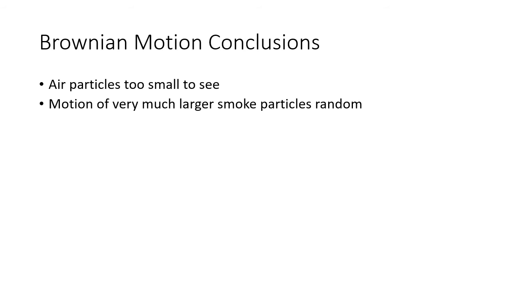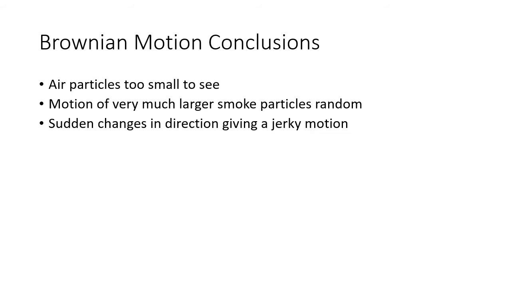So the conclusions that we get from Brownian motion are that the air particles are too small to see. The much larger smoke particles are moving randomly. And when I say much larger, the smoke particles are probably thousands of atoms of carbon, whereas the air particles, of course, are going to be 2 atoms, N2, O2. So when I say much larger smoke particles, I mean much larger: thousands of carbon atoms compared to 2 nitrogen atoms.